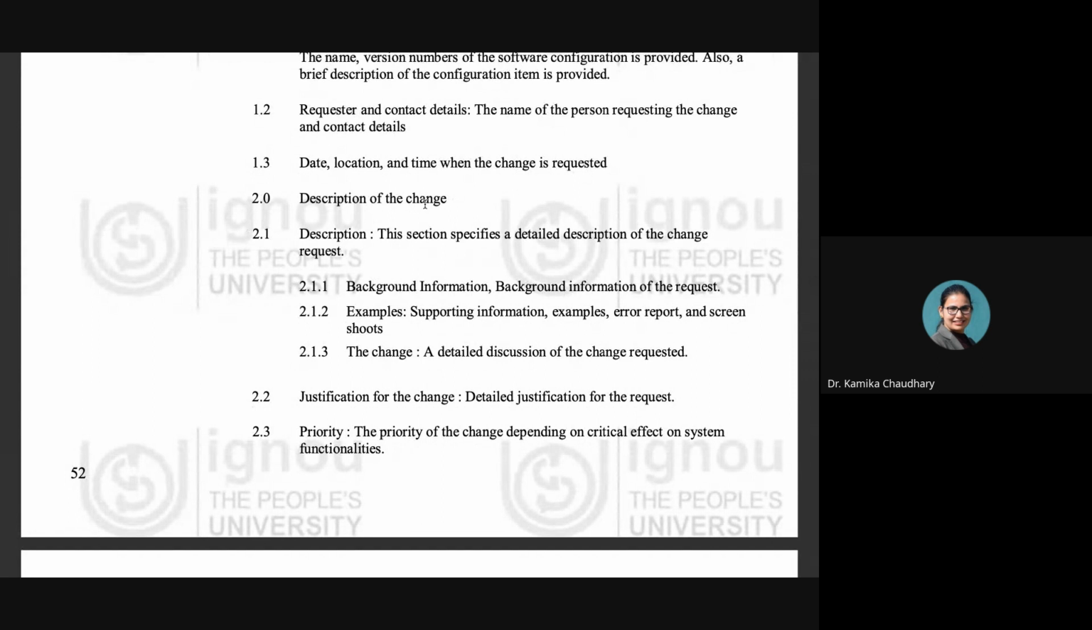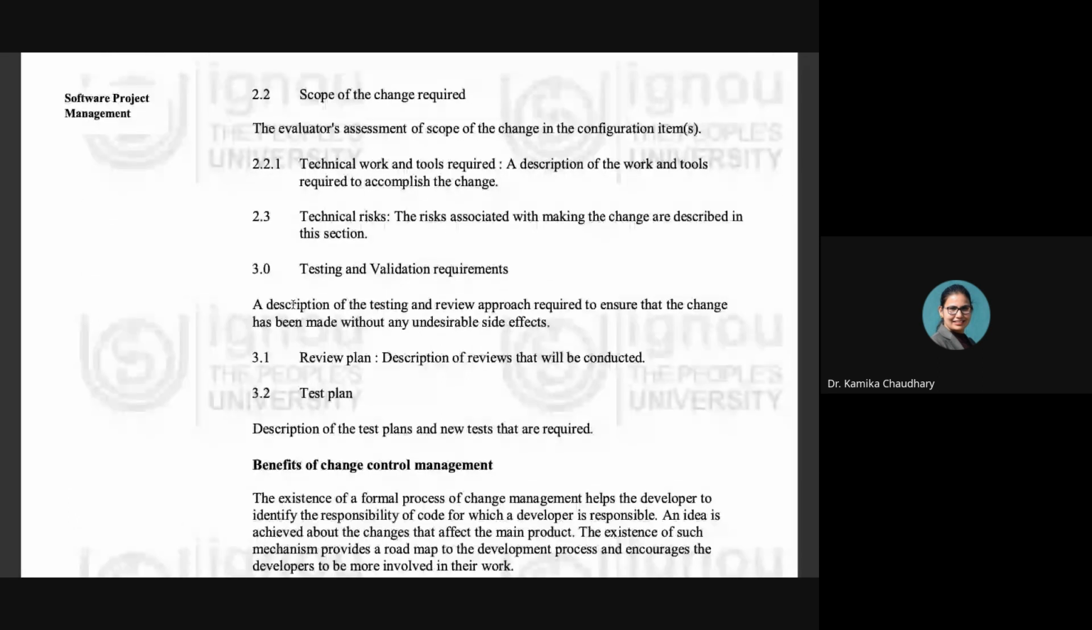Then this entire section, in the case of the description section, all these points need to be taken into consideration. Background information needs to be provided, then the examples, and then what is actually the change. It is a kind of essay which needs to be written about the change. Then after that, what is the justification for that change, or how you're going to justify that after making this particular change it is going to be beneficial in this manner. Then the priority of the change depending on the critical effect on the system functionalities, that is, what priority you decided or wanted for this particular kind of change.